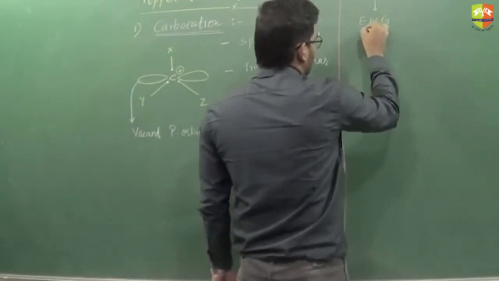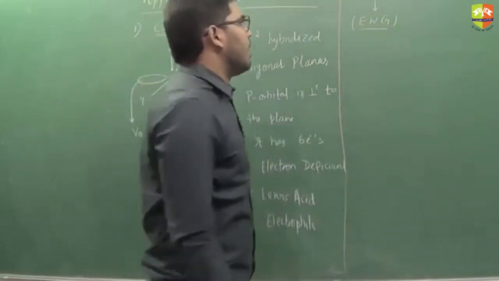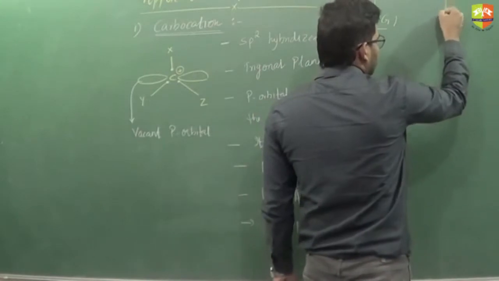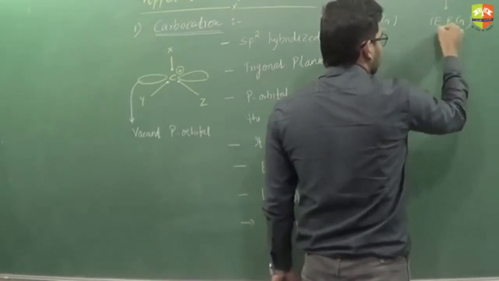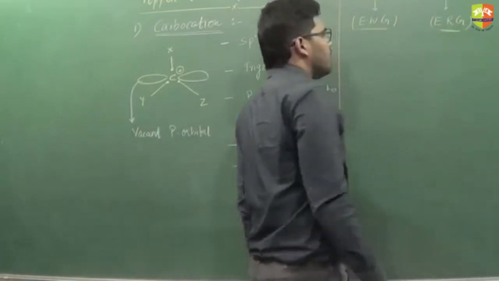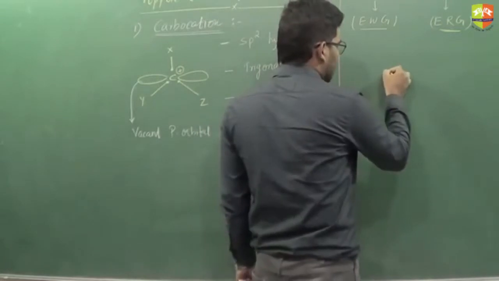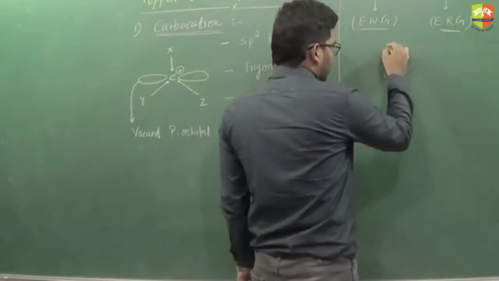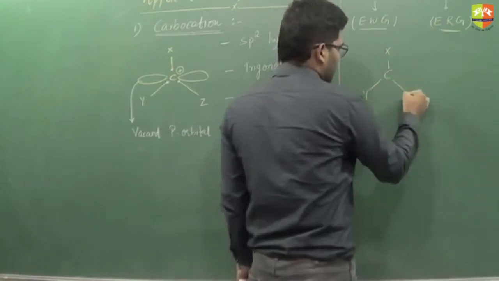EWG, electron withdrawing group, shows minus I effect. And plus I effect is electron releasing group, ERG. So if you have a positive charge species, say this one, X, Y, Z.